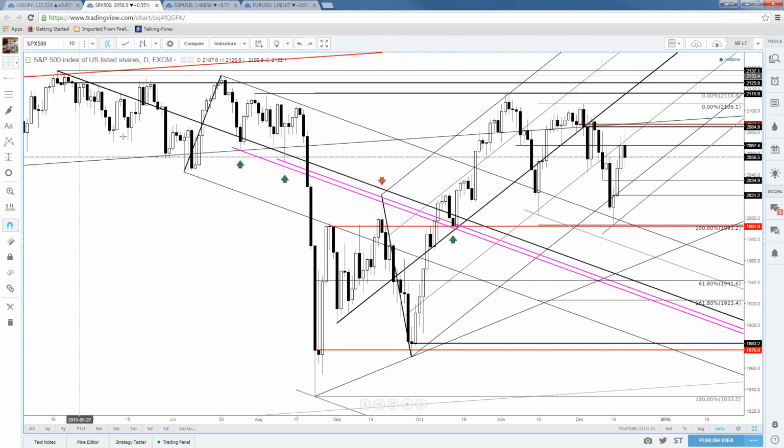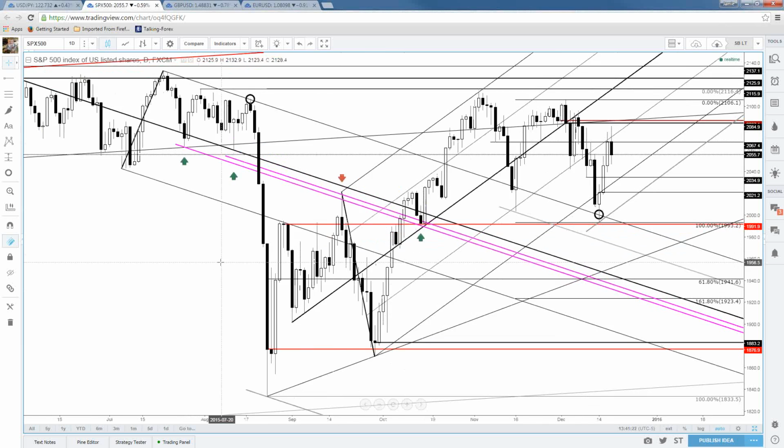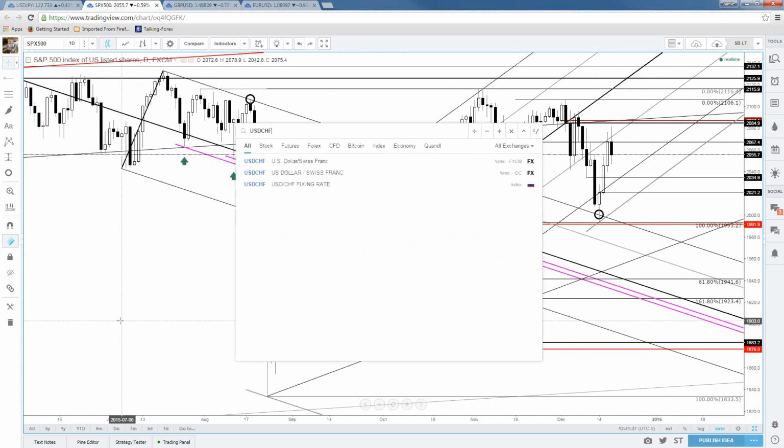Either way, it's nice to know that this is the right slope here. You can see this thing still works. That's why you keep this stuff on there. You can see how this old resistance ended up providing pretty good support on that move down this week. There's the S&P. All right, let's look at dollar Swiss.